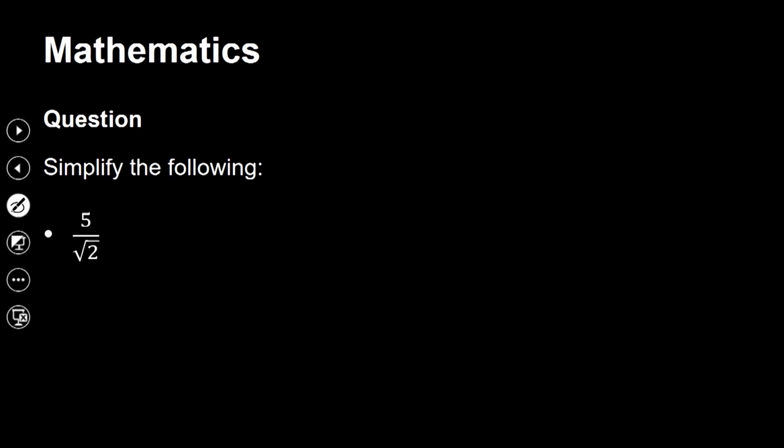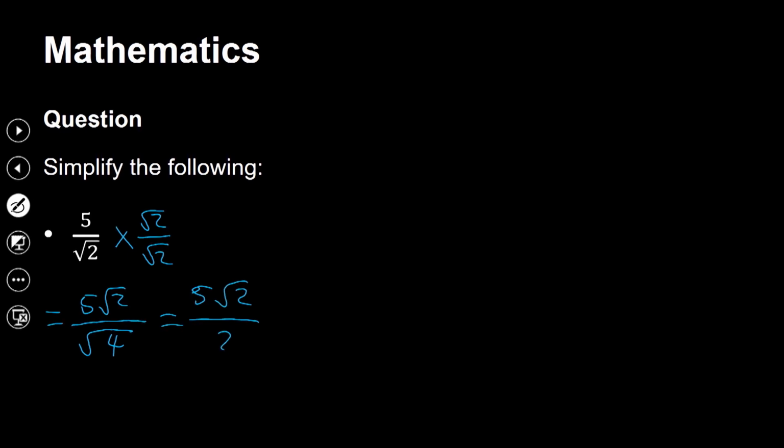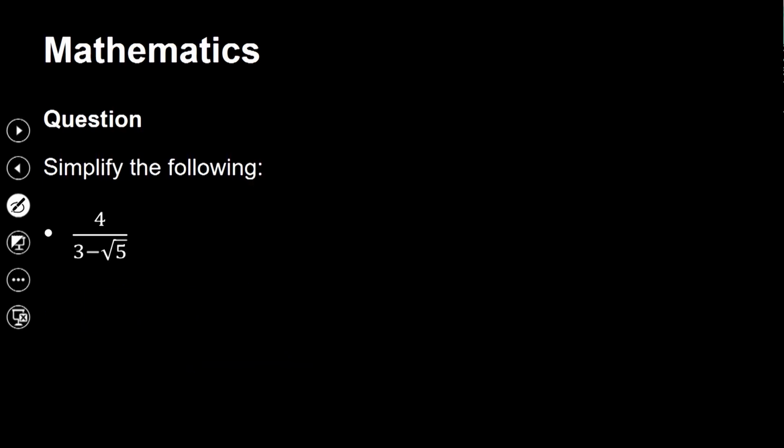Here, you need to rationalize this. So they will say simplify the following. Maybe you will find that this is your final answer. But because I told you that you can't leave your answer as you said, you will then need to multiply this by 1 in the form of the denominator. So square root of 2 over square root of 2, which will then equal 5 square root of 2 divided by square root of 2 times square root of 2, which is the same as square root of 4, which will finally be 5 square root of 2 over 2, right? And that will be the final answer there. I don't need to do anything extra to that.